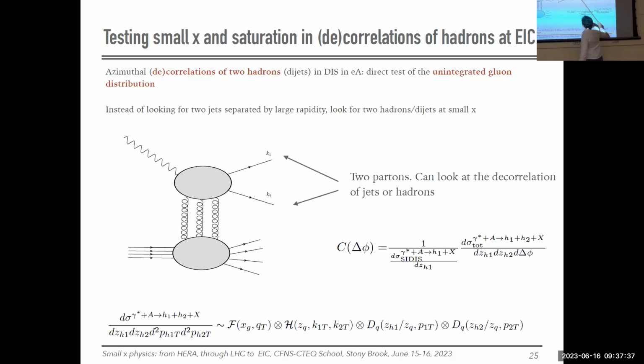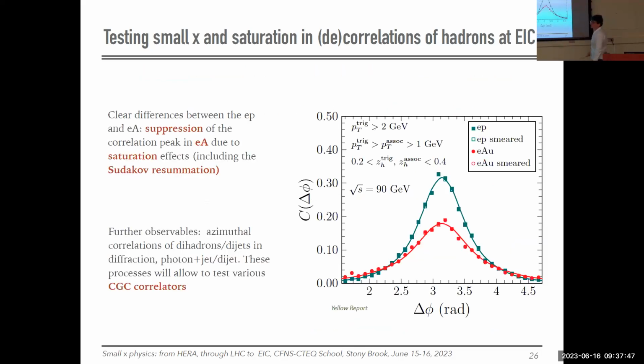Okay, so you can look at these two hadrons or two jets. So you can look at this correlation function. And this is the prediction for the EIC this time, as a function of the angle. And this is for EP and this is for EA.